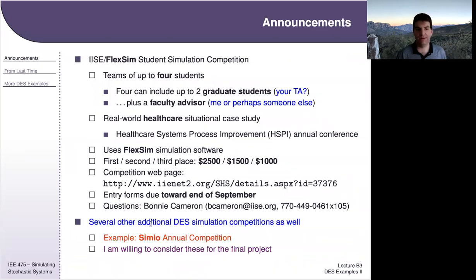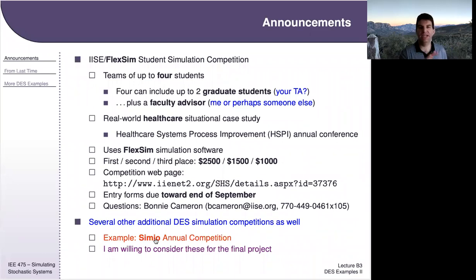Also, if you're thinking about that competition, FlexSim is another competition. I think they also have a deadline coming up, I think at the end of September. Simio is another one I don't know as much about, but I think I've got a link here in the PDF that you can get to. If you click on the PDF that's on Canvas, you can see the Simio competition.